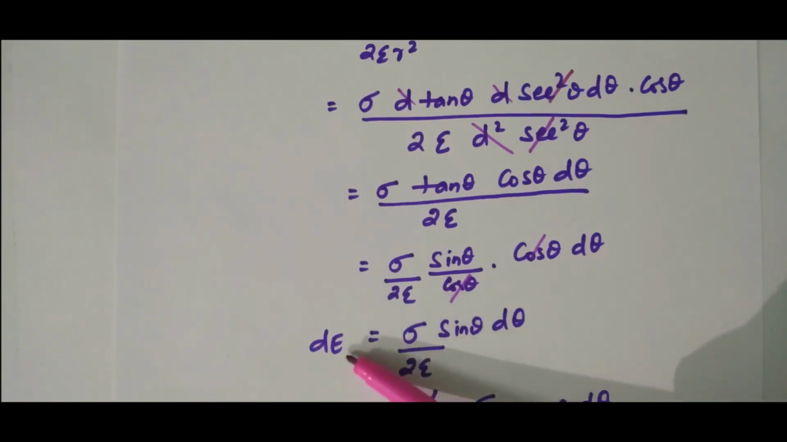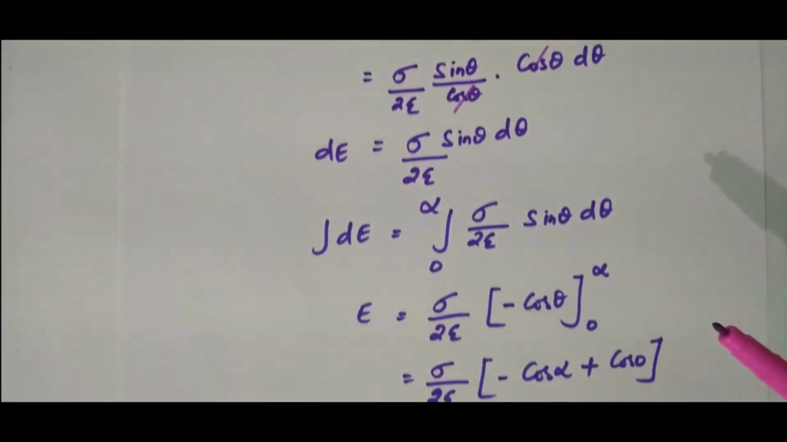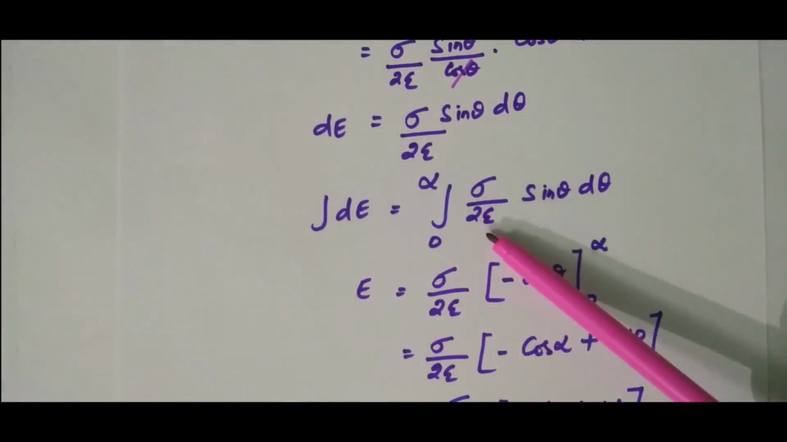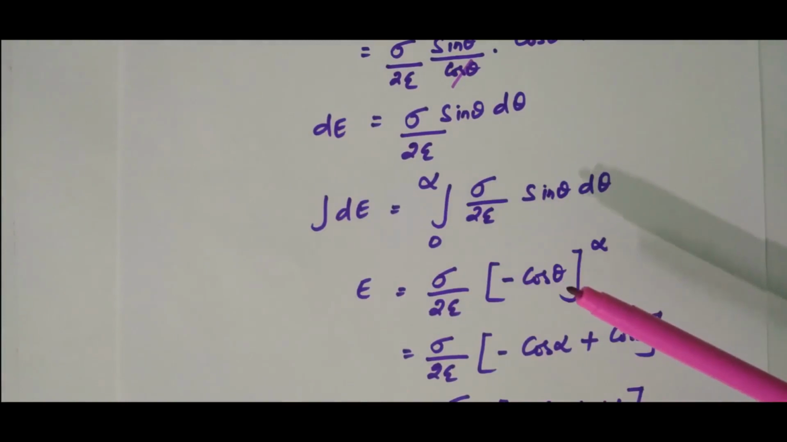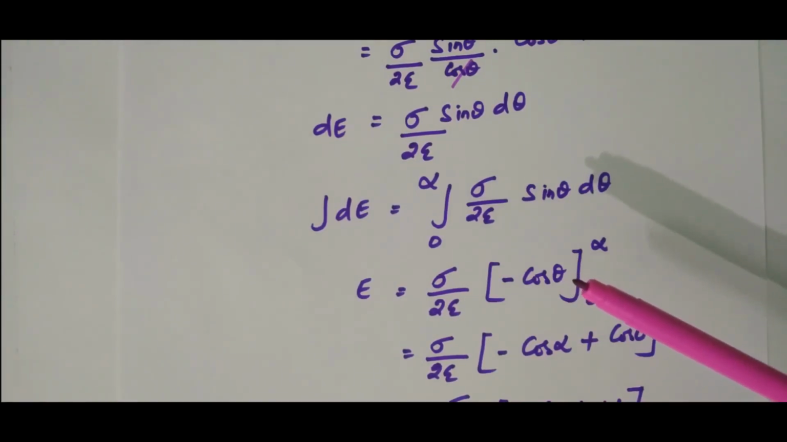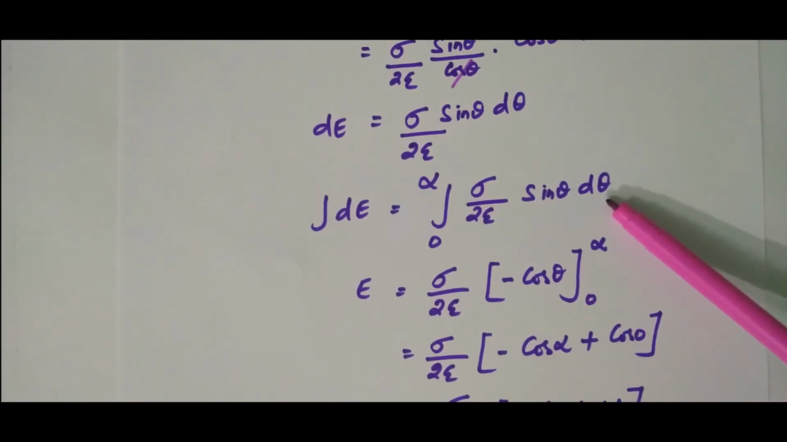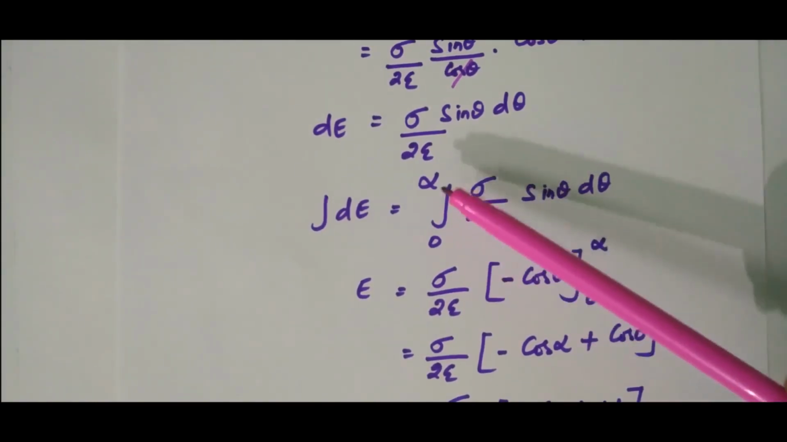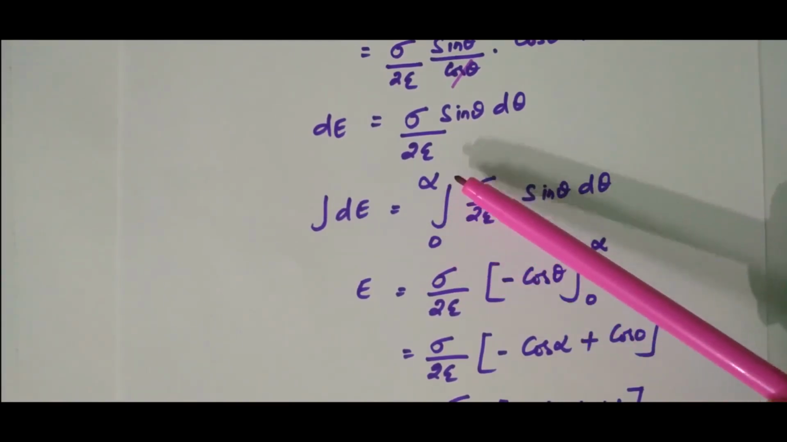So this is due to a small charge. By integrating on both sides, we'll get the total electric field intensity. Now we'll go for the integration. Integral dE equal to integral sigma divided by 2 epsilon sin theta d theta. What is the limit for this integration? We need to consider the entire radius of the disk, which is a meter. But the integration is with respect to theta, so we consider the angle alpha. When the radius increases, alpha also increases. So we take the limit 0 to alpha, equivalent to 0 to a.